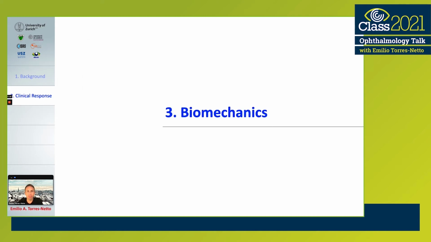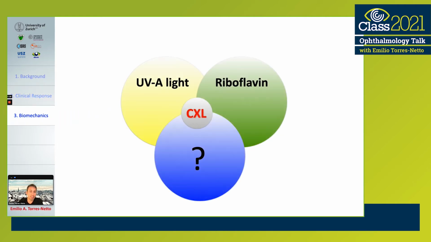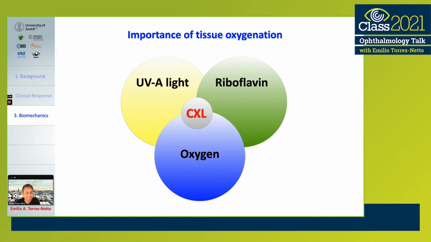So another point is about biomechanics. As I commented, when cross-linking was devised, two parameters were taken into account, UVA light and riboflavin. However, another factor, which we now know is essential, was at that time not known, and this element was the oxygen.